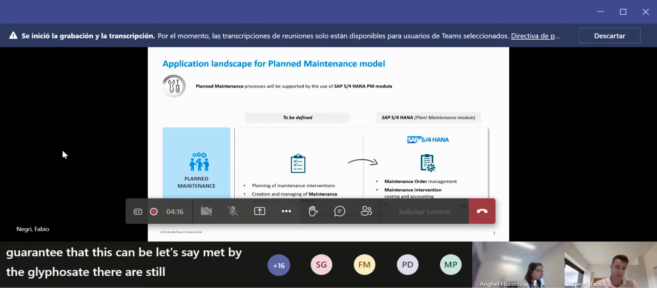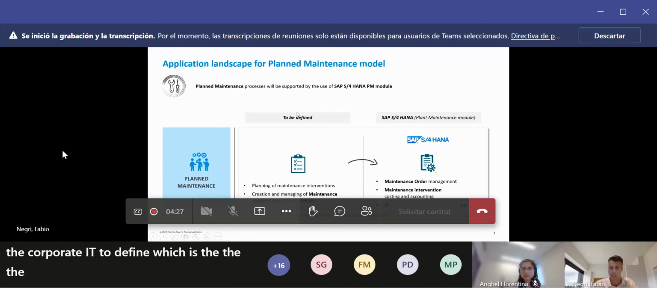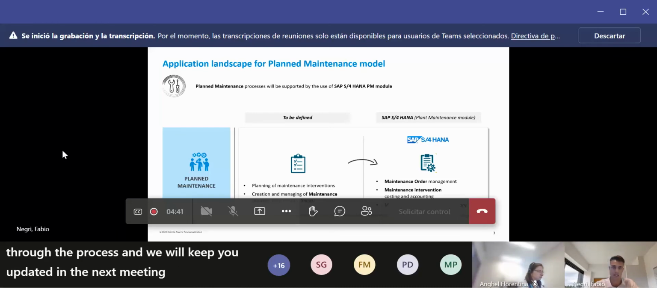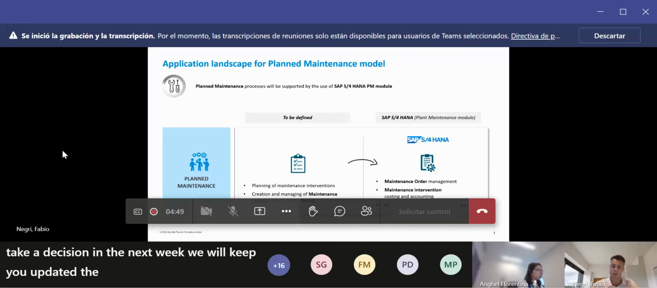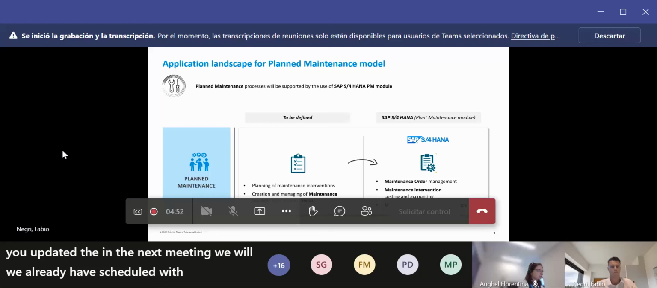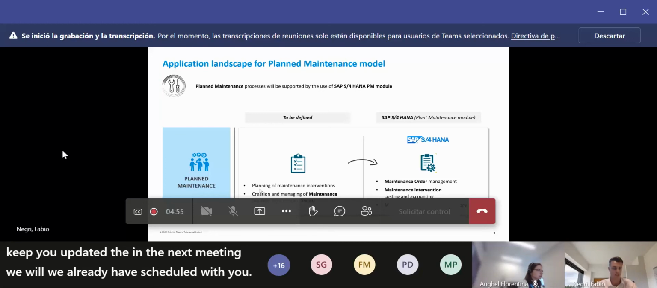There are still ongoing discussions with the corporate IT to define which is the system to start the planned maintenance process. Therefore, the idea for this meeting is to go through the process, and we will keep you updated in the next meeting, since it's something that hopefully we will discuss and take a decision on next week. We will keep you updated in the next meeting we already have scheduled with you. Is everything clear so far?